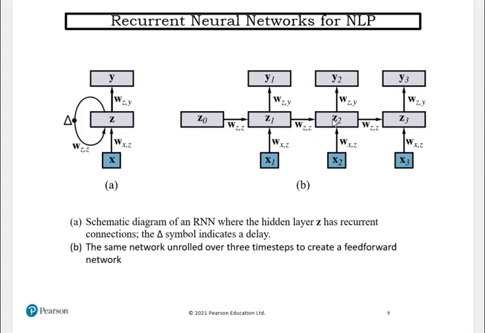Now, obviously, there's a limit to the amount of information that the hidden layer Z can carry. So at one point, it's going to start forgetting about what was said earlier in the sentence and give more weight to more recent words, and we will have to deal with this problem later on. So in practice, this architecture for the recurrent neural network performs very well on many tasks, but not all tasks.